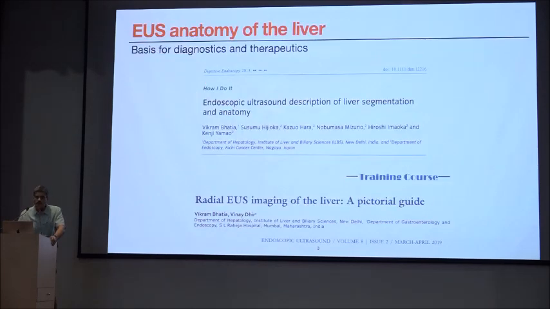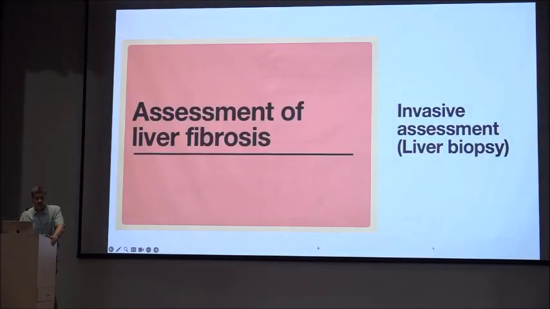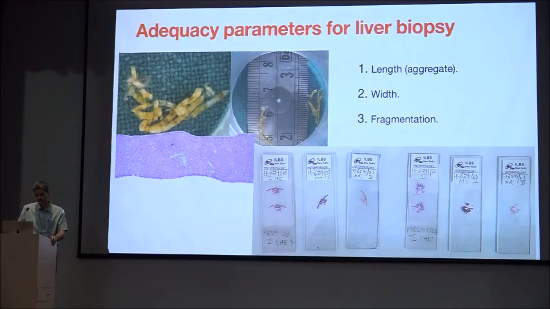So before we begin, we should know the US anatomy of the liver, and we were the first to describe this with a linear probe in 2013 and with a radial probe subsequently in 2019. So let us begin with assessment of liver fibrosis, and this is US guided liver biopsy.